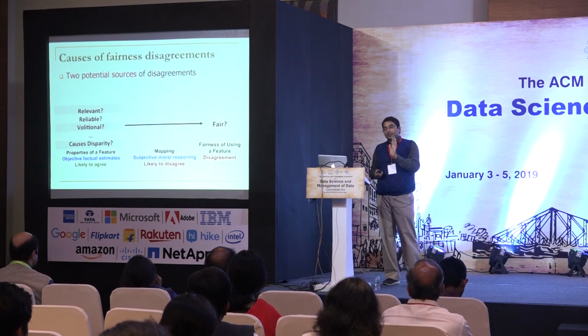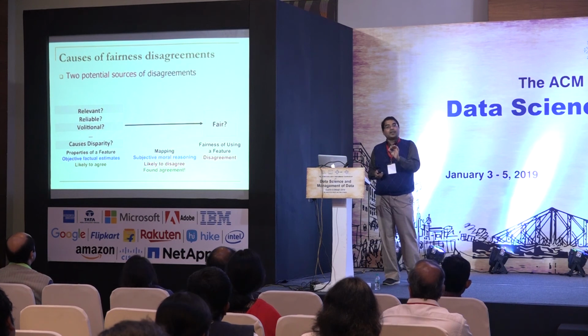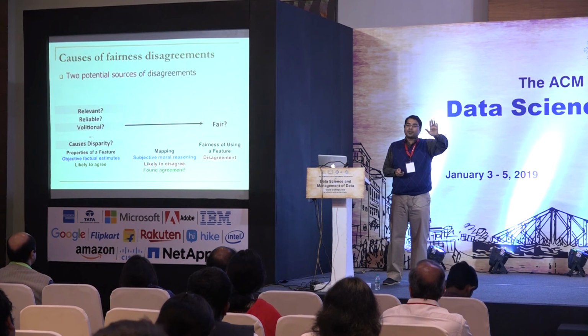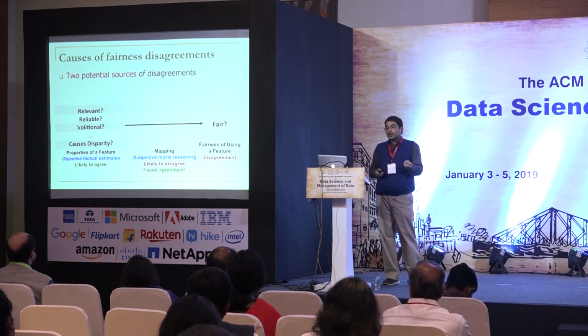Now, let me explain the implication of this. Originally, when we started this work, we thought the thing that people might disagree on is the mapping function. But actually, people are agreeing on that. Everybody is in agreement that if something has a causal relationship, it should be considered unfair. They're putting similar weights on all these different features. But where they're actually disagreeing is on what we thought would be objective factual estimates.